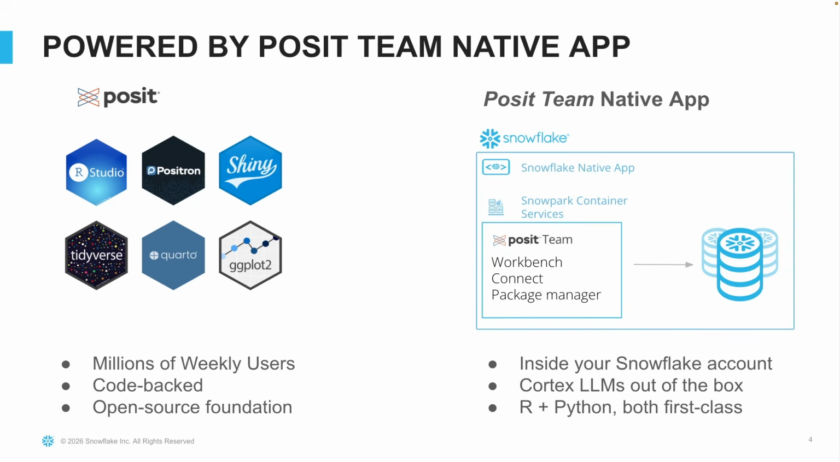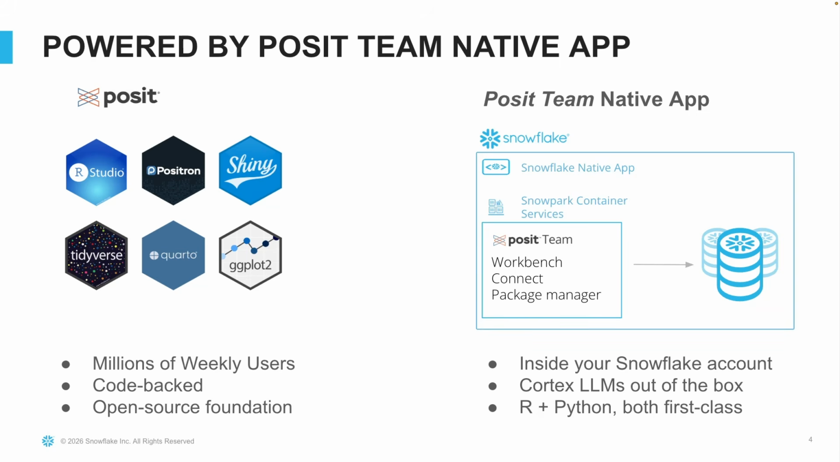And all of that is powered by the Posit Team Native App running inside Snowflake. The two things worth knowing here. Firstly, Posit. We are the company behind some of the most widely used open source data science tools on the planet. Creators of RStudio, Positron, Shiny, millions of weekly users, everything code backed with the open source foundation. And that is not incidental. That is why the trust story holds up when you add AI agents to the mix.